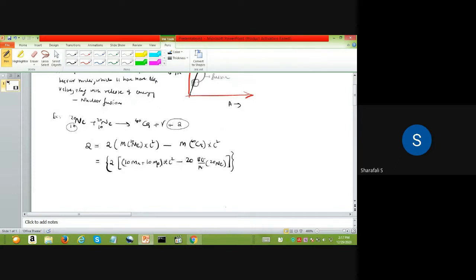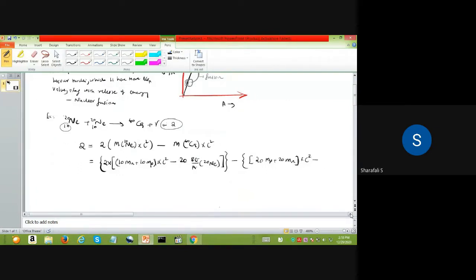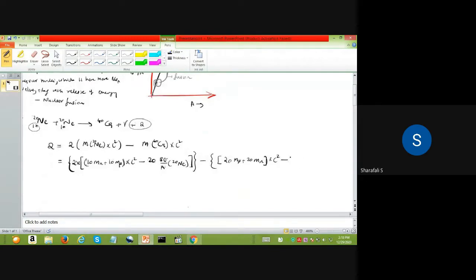And this has to be, I think, okay, so that 2 will be multiplied with this, and this has to be subtracted from that 20 times mass of proton plus 20 times mass of neutron times c square, that is the total energy for the calcium, and that has to be again subtracted from 40 times binding energy per nucleon of calcium 40.